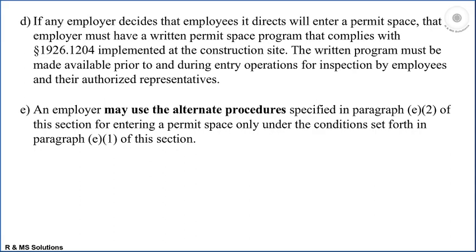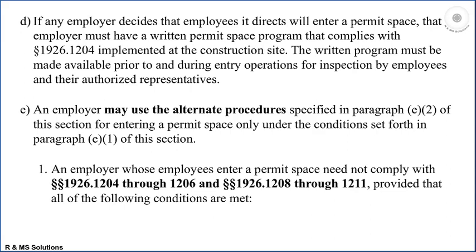So, reading this first one, an employer whose employees enter a permit space need not comply with the requirements in paragraphs 1204 through 06, which is essentially 04 is the permit program, permitting process, and the entry permit itself. And then 1208 through 1211 are the duties of the entrant, attendant, entry supervisor, and then also 1211 being rescue procedures. So what that essentially says is a person can go in without a permit and also by him or herself without any rescue service present.